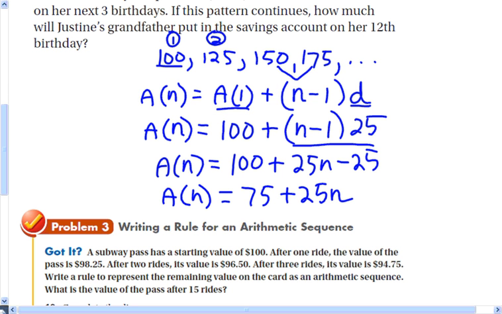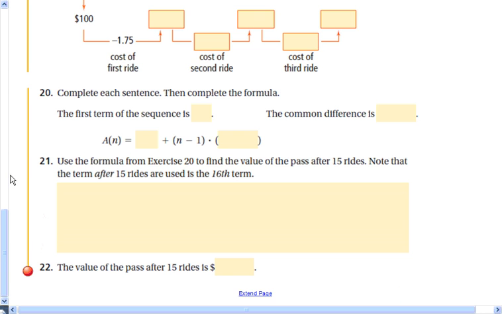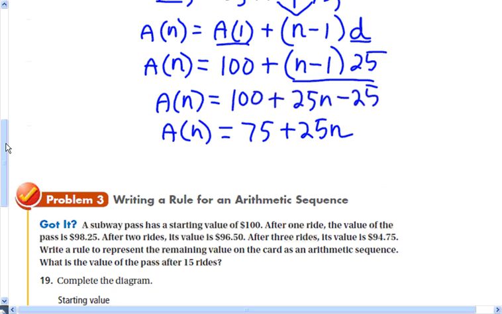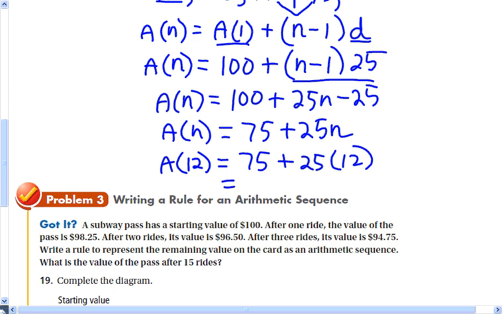And then it says we want to find out how much is in savings on her 12th birthday. So we would just do a sub 12, and substitute 12 in for n. 75 plus 25 times 12 is 375. So he's going to put $375 in on the 12th birthday. Okay?